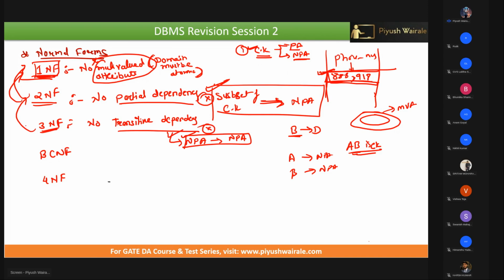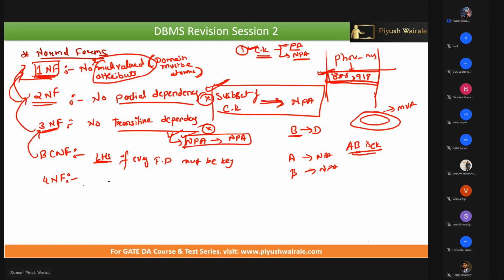This is about 3NF. What about BCNF? The left hand side of every functional dependency must be a key. So if I have an FD set, in all the FDs the left hand side must be a key. Any doubt? Anyone? Okay, but before that it should be in 3NF.